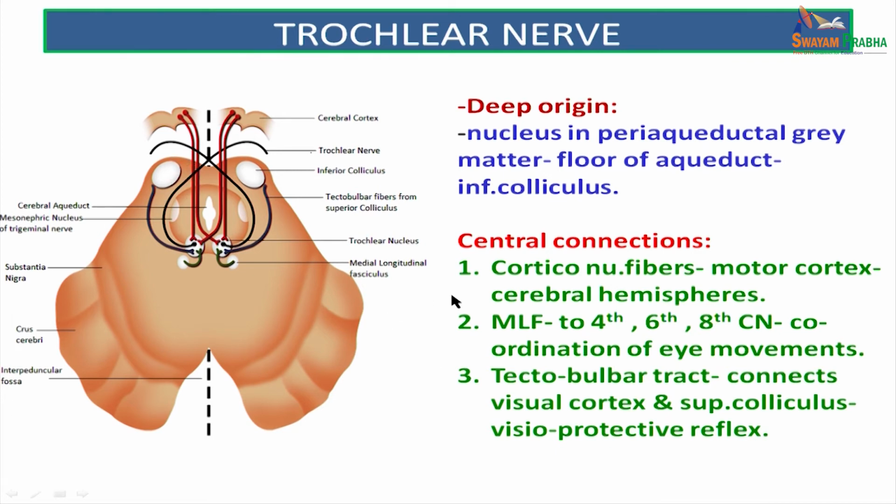So, the central connections for the trochlear nucleus are from both the cerebral cortex, and it also has connections from the medial longitudinal fasciculus along with 3rd, 6th and 8th cranial nerves to have coordination of eye movements. It has connections with the tectobulbar tract, which is responsible for the visio-protective reflex, which connects to the superior colliculus as well.